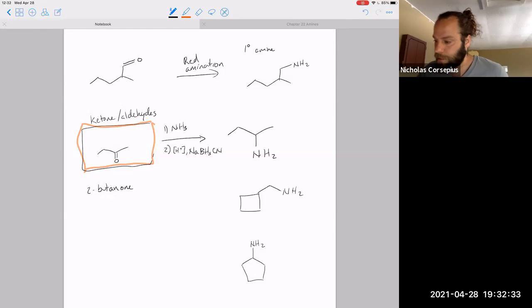In terms of nomenclature, right? So we're going to find our parent chain, 1, 2, 3, 4, 5. This is an aldehyde, so it's going to be a pentanal. And then we have a methyl group at carbon 2, so this is 2-methyl pentanal.